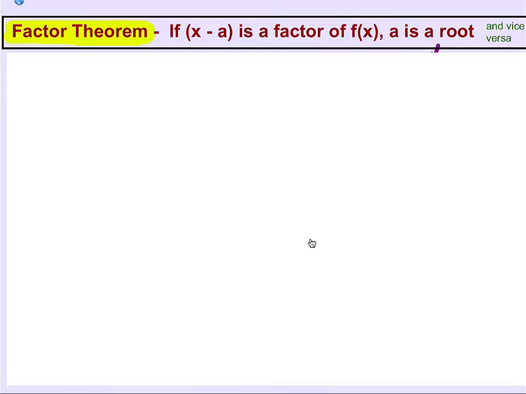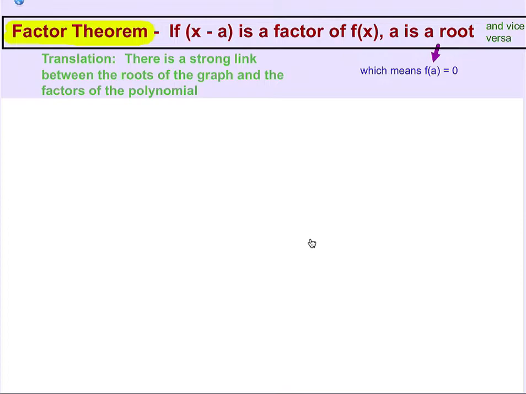If x minus a is a factor of f of x, then a, whatever that number is in here, is a root of f of x. And it works vice versa. It works the other direction too. So if a is a root, then x minus a is a factor of f of x. And just a quick note, when we say a is a root, another way of saying that is f of a equals 0. That's something to keep in mind. So all I'm saying is that a factor and a root go together, always and forever, no matter what.